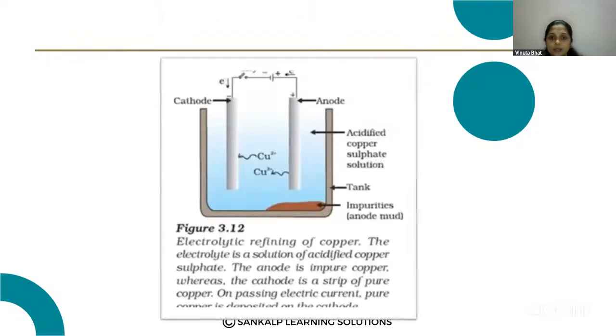So here you can see the impurities which are not soluble are deposited near the anode, and that is called anode mud. They ask you to define anode mud. What is anode mud, they ask as a question, understood?